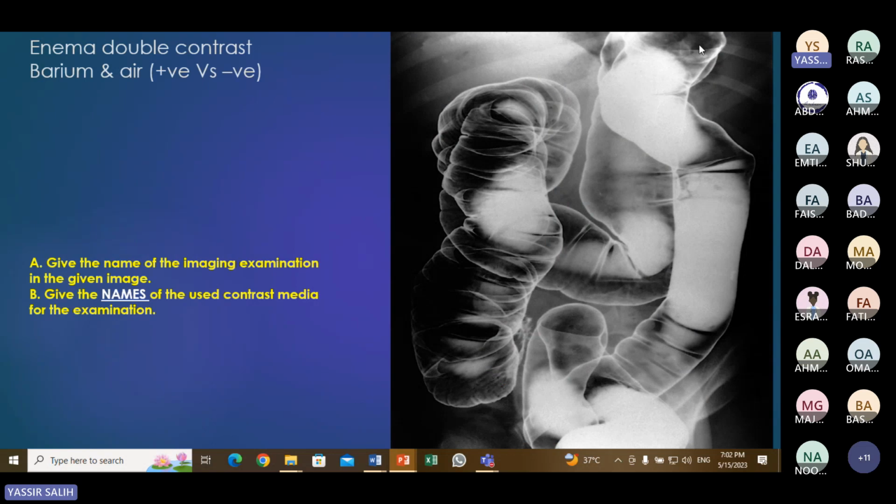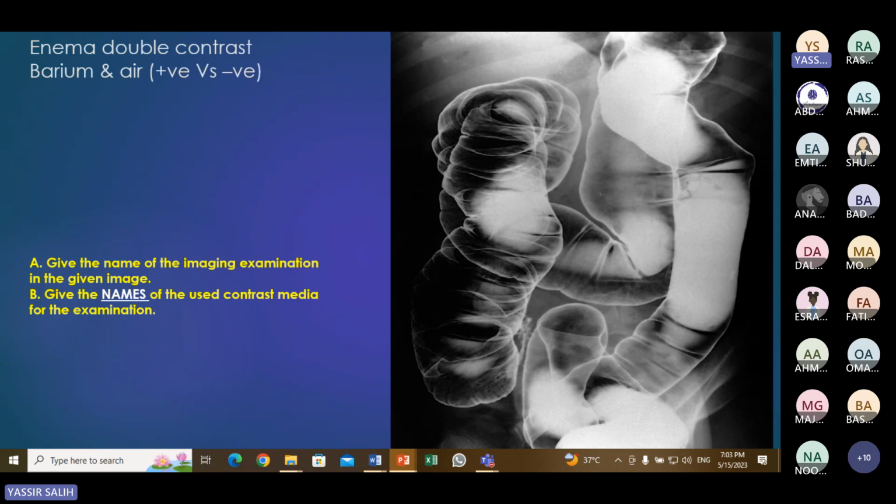What is this imaging examination? What do you see? What are these structures? Doctor, a large bowel, double contrast barium for the colon. Yes, so this is the large bowel, and we have double contrast barium enema. Double contrast enema.